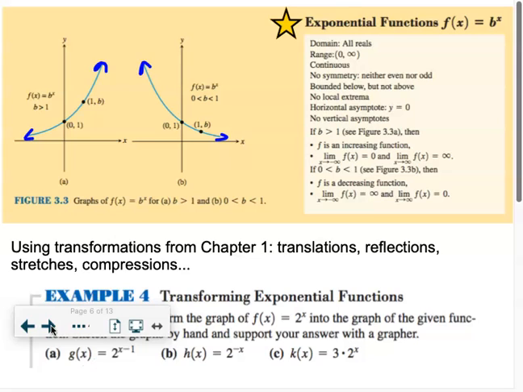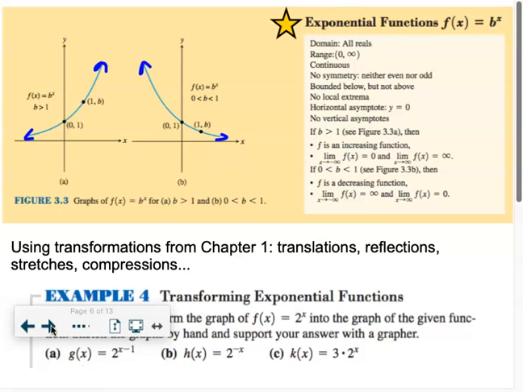They are continuous. We don't get the symmetry of even or odd. They're bounded below, not above, so they're not bounded. No local maxes or mins. Again, horizontal asymptote of y equals 0. No vertical asymptotes. We don't have a denominator to worry about. And then, if b is greater than 1, we're talking about exponential growth. And this was the limit behavior that we had, the end behavior. If we're talking about a positive b value, but it has to be less than 1, that means we're talking about b values between 0 and 1, which are fractions or decimals between 0 and 1, and that reverses it.